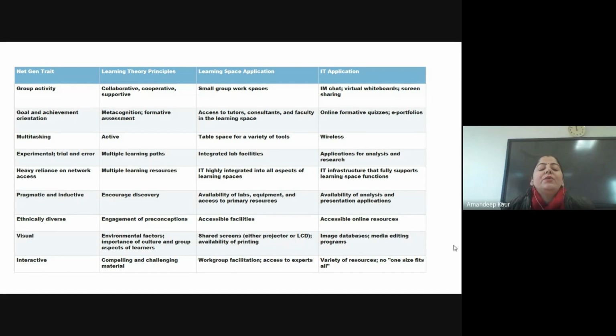So as a teacher, we need to encourage discovery by creating a classroom that is full of why and how. And at the same time, for the technical population, there must be availability of labs, equipment, and access to the primary resources, where they can independently find answers to a few questions. Ethically diverse engagement of preconception, accessible facilities need to be there, and online resources also need to be there.